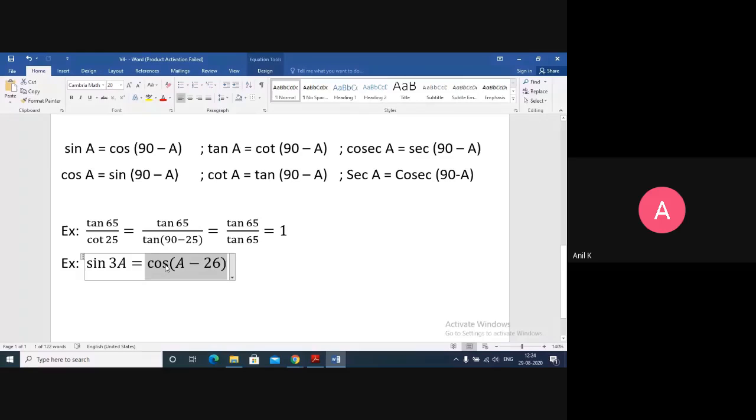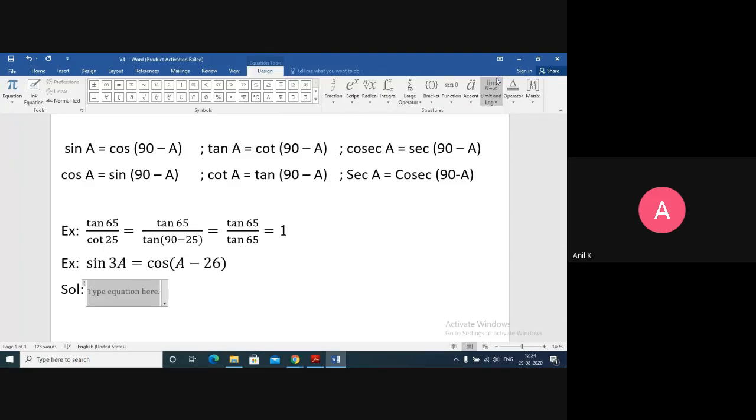So you convert any one of the terms. Don't convert both. Either you convert sine in terms of cos or you convert cos in terms of sine. You can do any one of them. Don't do both. If you do both, your question will remain as a question only. You will not solve it. For me, converting sine in terms of cos is easy. So in place of sine theta, I'll write cos(90 minus theta).